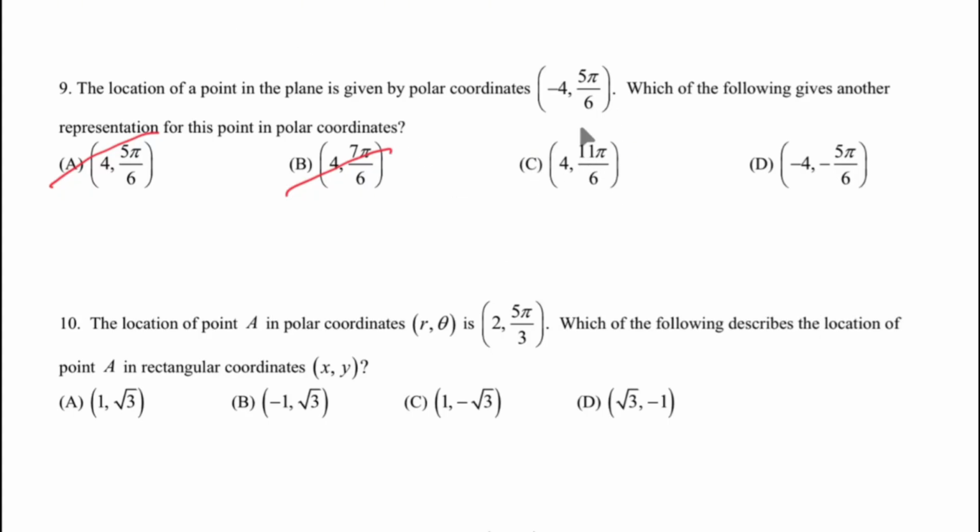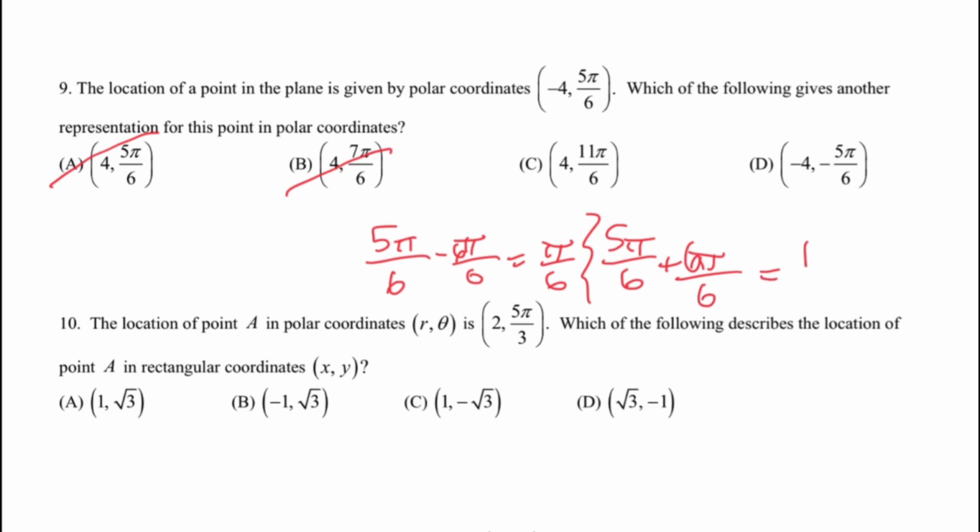It could be C, so let's try adding pi or subtracting pi, because the value changed there to positive, so we can do both. Let's subtract pi. That gives us pi over 6, but then we can also add pi. So you could get 11 pi over 6. So it looks like C is our answer. D here, the value changed for pi is 5 pi over 6, but kept the same value for r, so that's wrong. And so it's C.